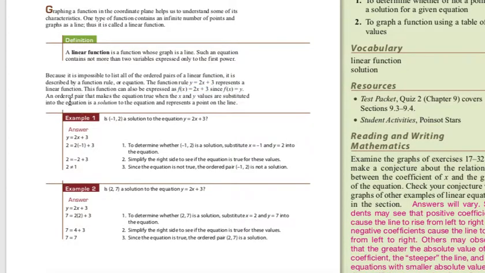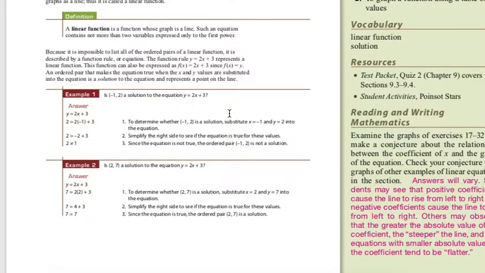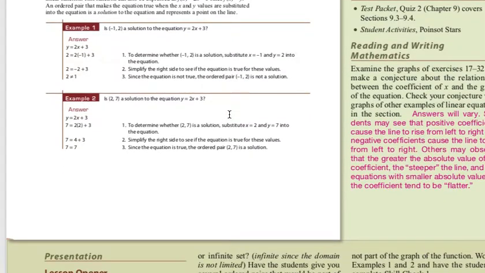Also, an ordered pair that makes the equation true when the x and y values are substituted into the equation is called a solution to the equation, and that represents a point on the line. So let's look at this example right here. Example 1. Is (-1, 2) a solution to the equation? Our equation is y is equal to 2x plus 3.